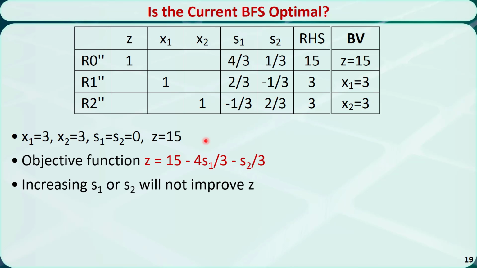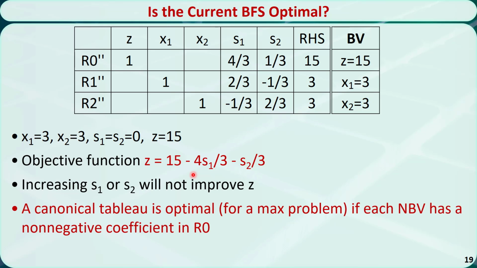Increasing s1 or s2 will not improve z, so the current basic feasible solution is optimal. As a general rule, a canonical simplex tableau is optimal for a maximization problem if each non-basic variable has a non-negative coefficient in row 0.